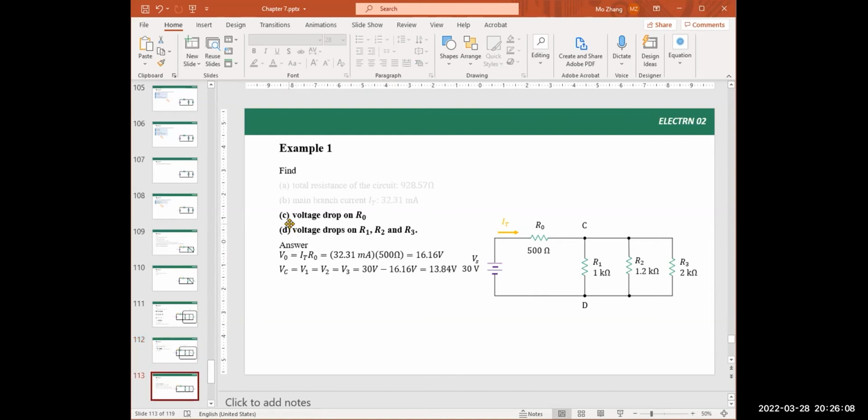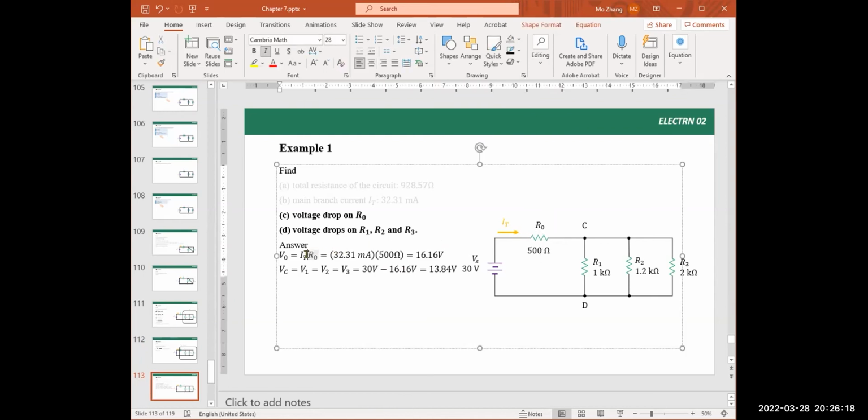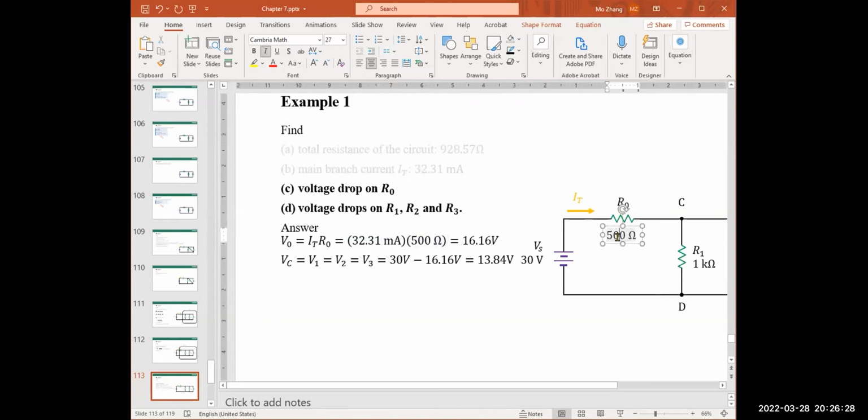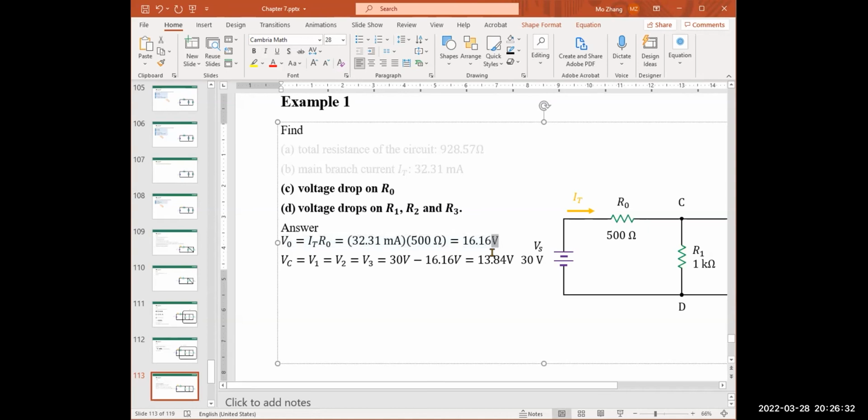C, we need to know the voltage drop on R0. Well, that's not that bad. It's the same as the previous example. Voltage equals current times resistance. The current is 32.31 milliamps, and the resistance is 500 ohm. The product is the voltage drop on that resistor. If you punch these numbers into the calculator, it's 16.16 volt.